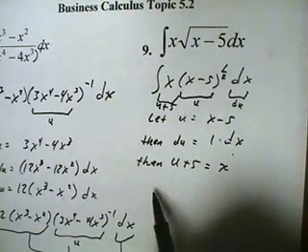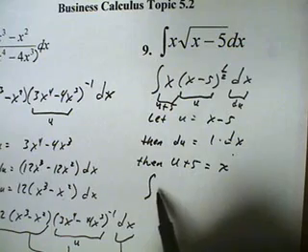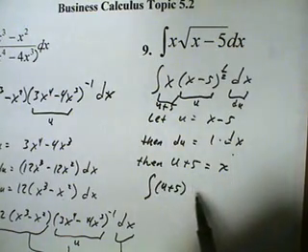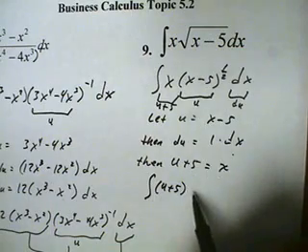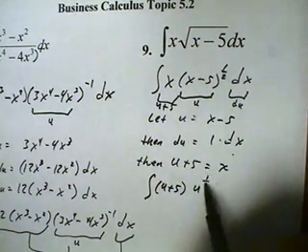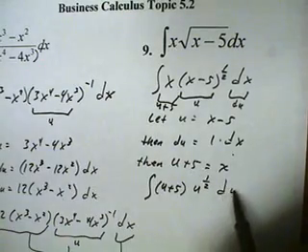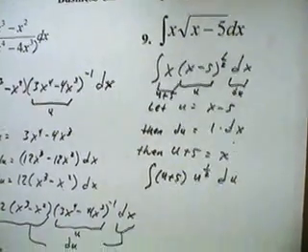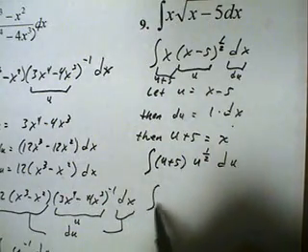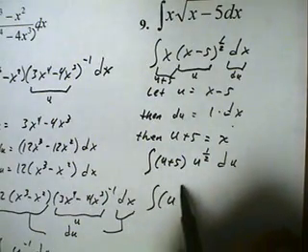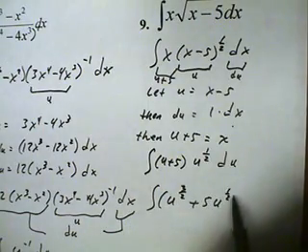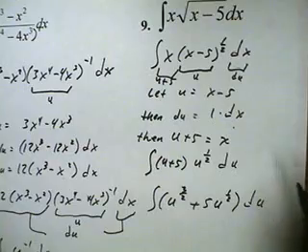Alright, so now let's go ahead and make all the substitutions. This is the x being replaced with u plus 5. This is the x minus 5 being replaced with u to the 1/2 power, and the dx being replaced with du. Now let's distribute the u to the 1/2 power across this, and we'll get u to the 3/2 power plus 5 u to the 1/2 power in du.